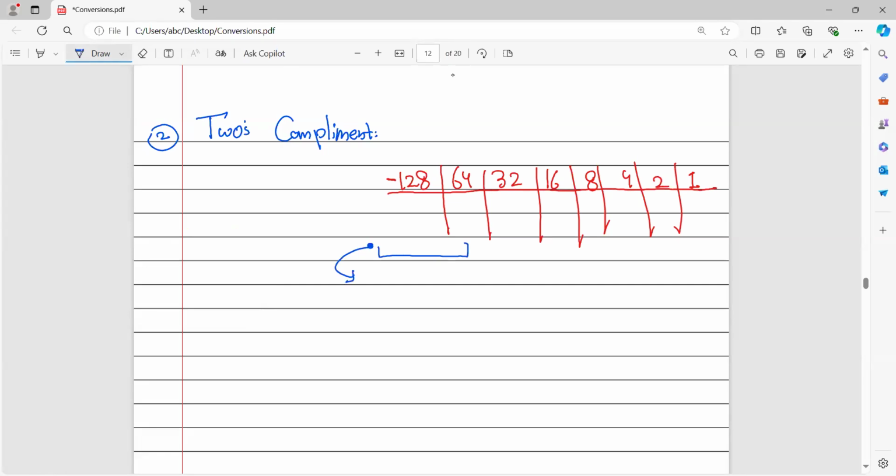The reason is so that I can generate a binary value of negative integers. This is why we take the minus 128 in two's complement.